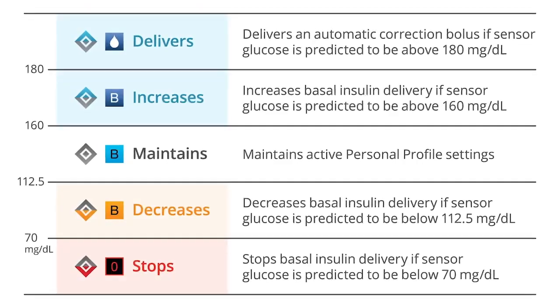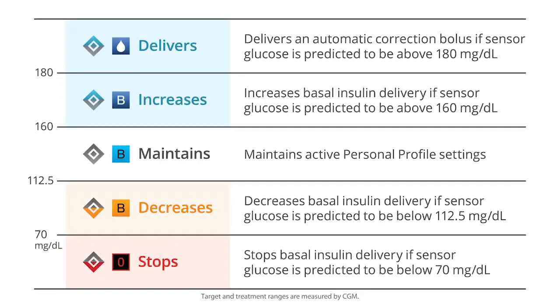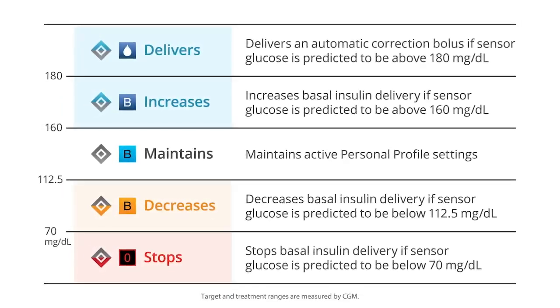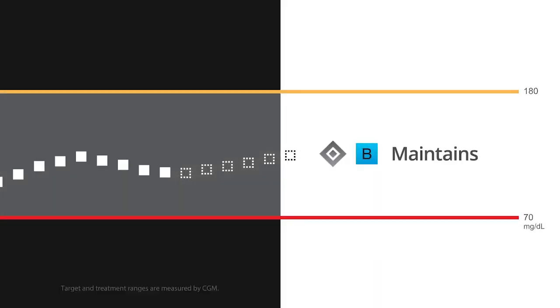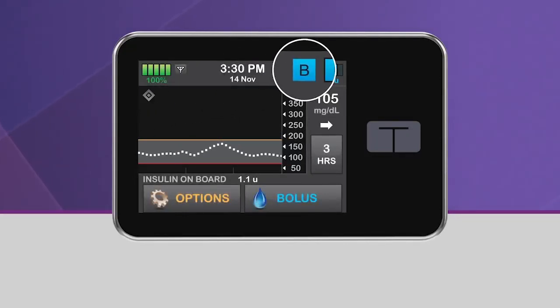Treatment values are the CGM values that trigger Control-IQ technology to act in order to help increase time spent in the target range of 70 to 180 milligrams per deciliter. When your glucose is predicted to be between 112.5 and 160 milligrams per deciliter 30 minutes in the future, your pump will deliver insulin at the rate determined by your active personal profile. During this time, you will see a gray diamond icon on the home screen, and the pump status icon will be a black B in a light blue square.